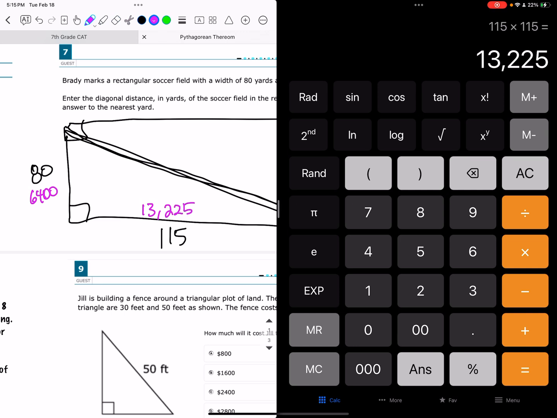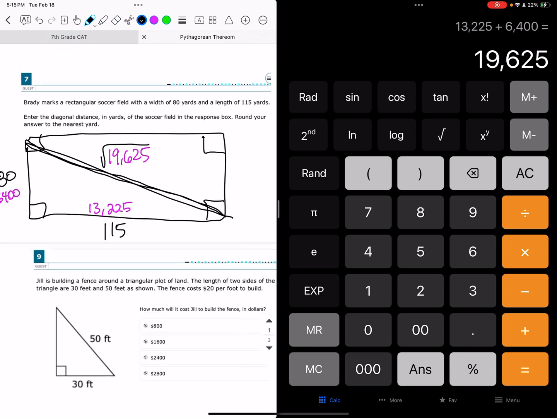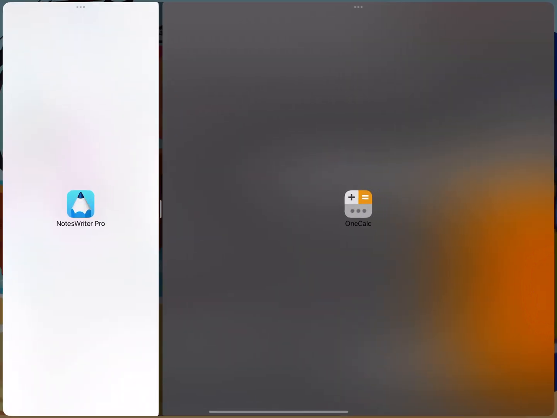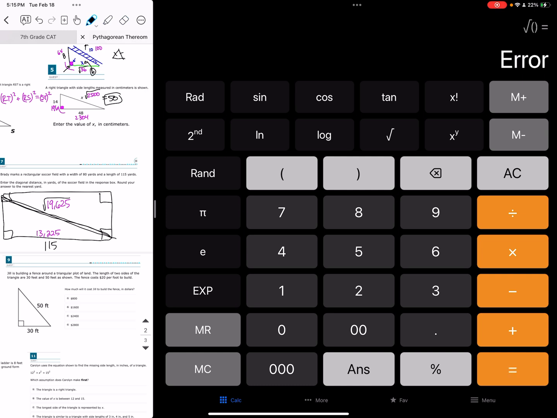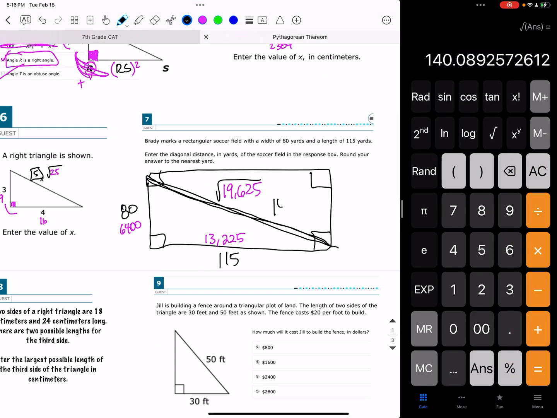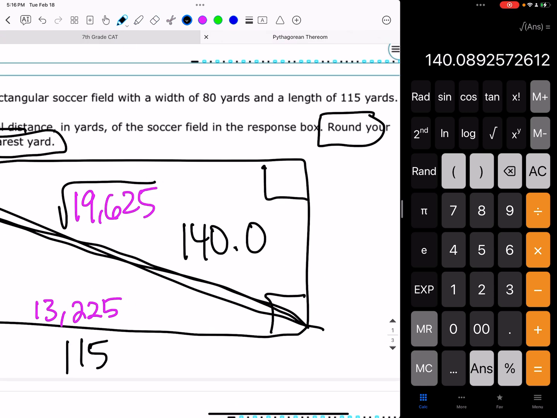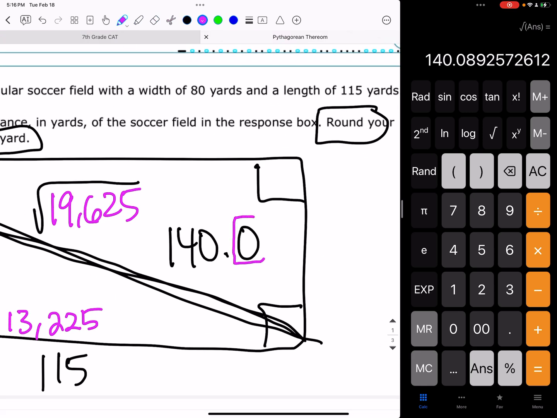13,225. We're going to add them together. Plus 6,400 is 19,625. Take the square root of that, and the answer is about 140.0. It says round to the nearest yard, no decimals, the nearest whole yard. So I'm going to use the 140, but the first number I'm not going to use is this 0. It doesn't round me up, so that's my answer, 140.